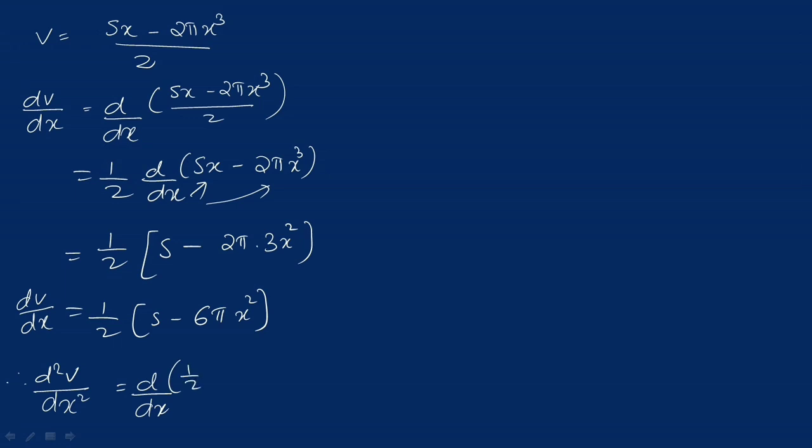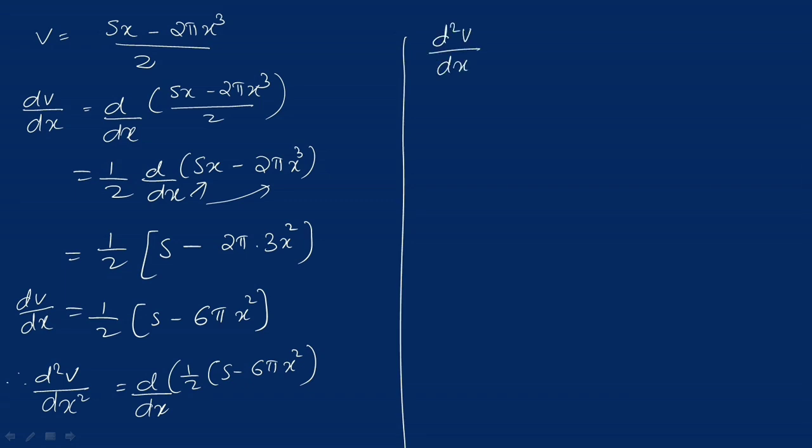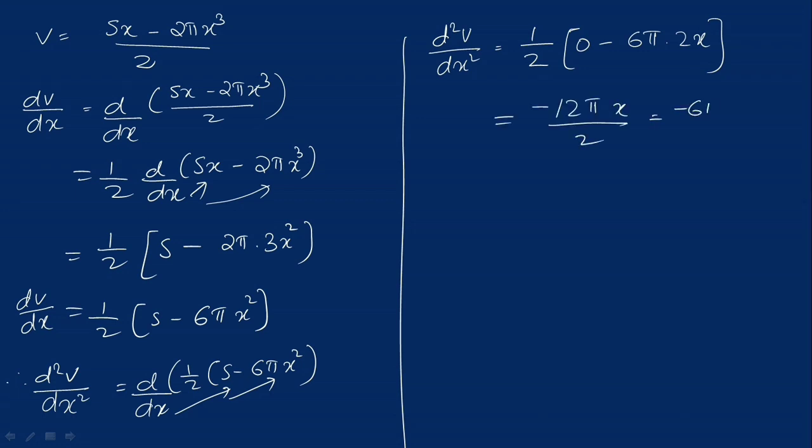Now what is d square V by dx square? That is d by dx of half into (S minus 6 pi x square), or d square V by dx square is equal to half into (d by dx of S, which is 0, minus d by dx of 6 pi x square), that is 6 pi into 2x, right? So that is minus 12 pi x by 2, that is minus 6 pi x. Now we have d square V by dx square equal to a negative quantity, that is minus 6 pi x.